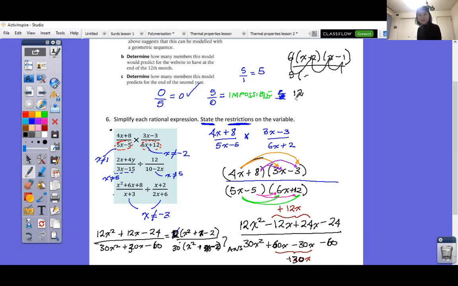I've now got 12 over 30 times x squared plus x minus 2 at the top, and I've got x squared plus x minus 2 at the bottom. Because this is timesing with that, and this is timesing with that, and these are the same, I can cross them out. Yeah? And now what is 12 over 30? Well, what number can go into 12 and 30? 6 into 12 is 2, 6 into 30 is 5, and so the answer is 2 over 5. Yeah, we got there.